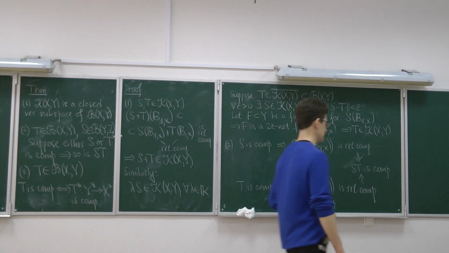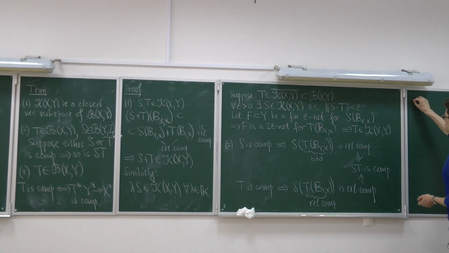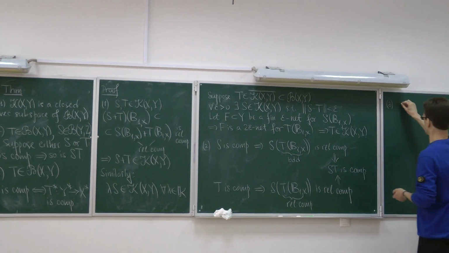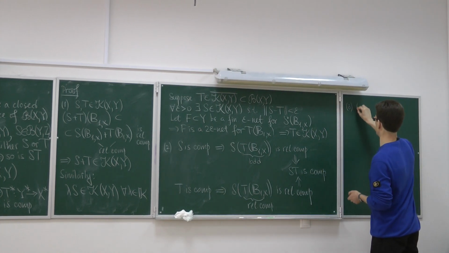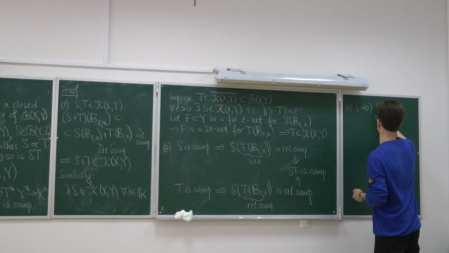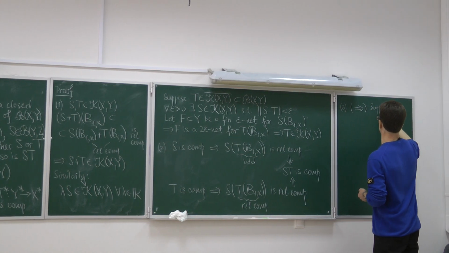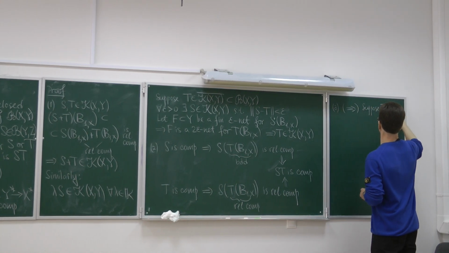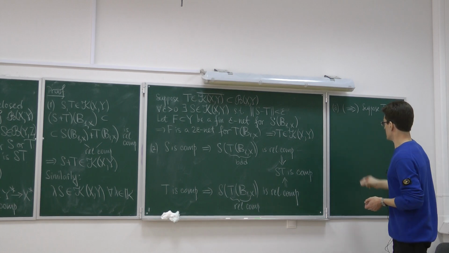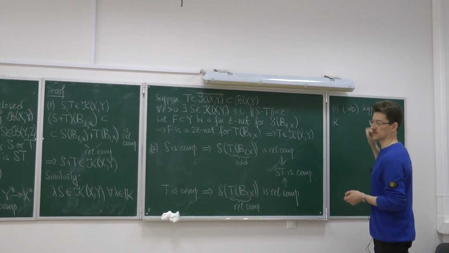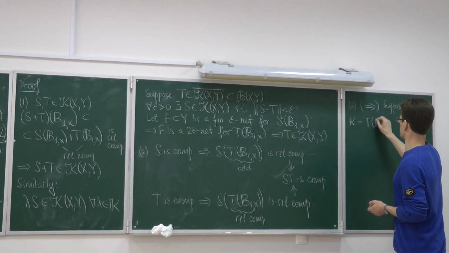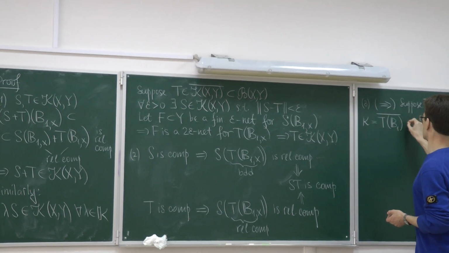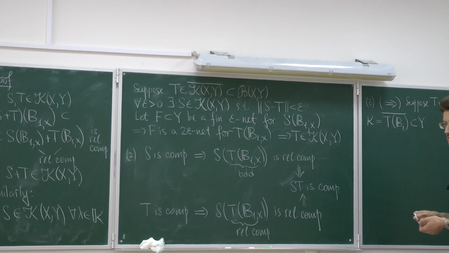Okay, and finally let's prove the third part of the theorem, which is due to Schauder. First of all, we prove the left to right implication, so we suppose that T is compact. Let's denote by K the closure of the image of the unit ball under T. So by assumption, this set is compact.